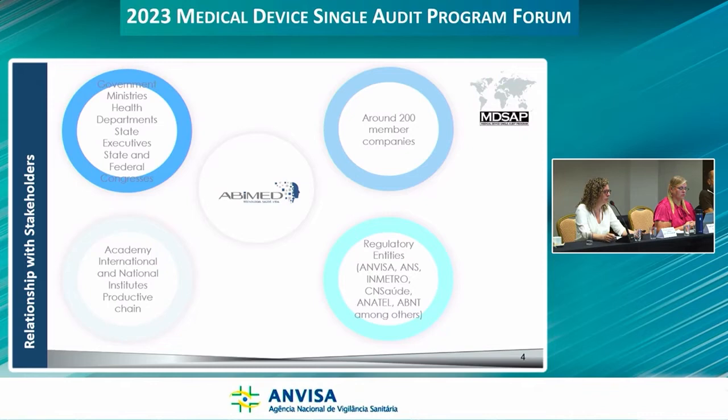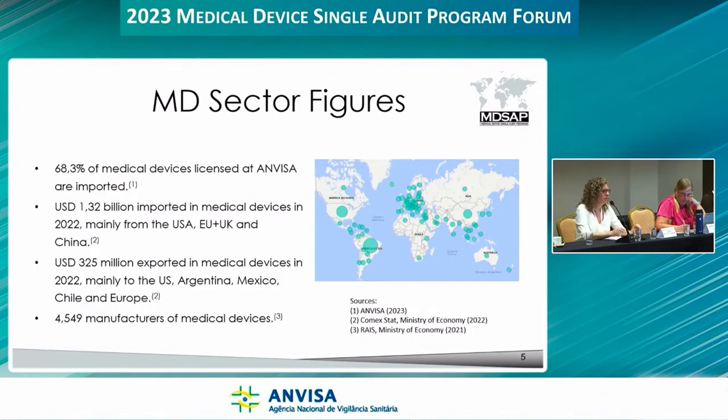Abimed currently has around 200 member companies. Talking a little bit about the sector, about 70% of the medical devices licensed at Anvisa today are imported. It's a characteristic of our market. But regardless of the origin of the medical devices, all of the companies that hold registrations within Anvisa are legally established in Brazil, whether they are branches, manufacturers, or importers. The Brazilian market imported $1.32 billion in 2022 and exported $325 million, especially to those markets shown in the presentation.